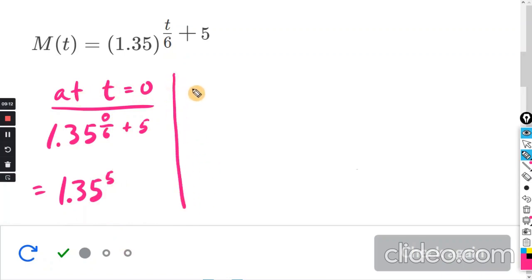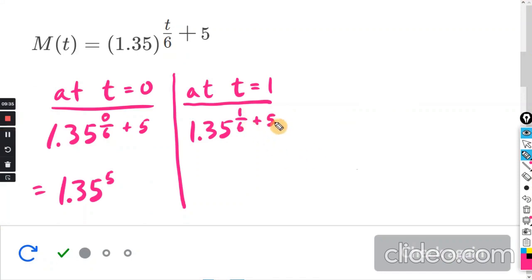And then at t equals 1, I just incremented the day by 1 unit. It's going to be 1.35 to the power of 1 over 6 plus 5. Okay, so 5 is the same as 30 over 6. So this is going to be 1.35, and 1 over 6 plus 30 over 6 is going to be 31 over 6.